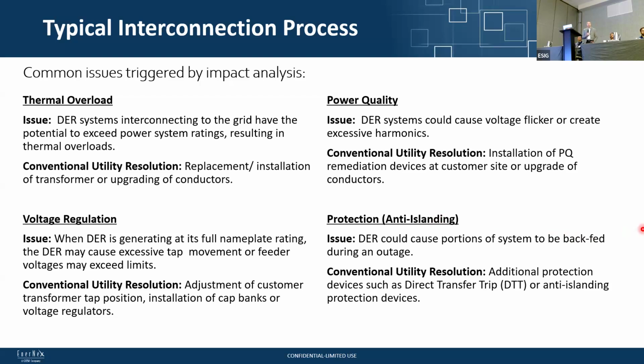There could be some power quality issues with connecting. That would often trigger installation of some PQ remediation devices at the customer site, or might require upgrading some conductors. And then obviously protection, and a lot of that comes down to anti-islanding. So what needs to happen there? Maybe it's a direct transfer trip situation, or making sure that there is some anti-islanding protection involved. We're not going to touch on those two on the right, but the two on the left certainly come into play when it comes to flexible interconnection.